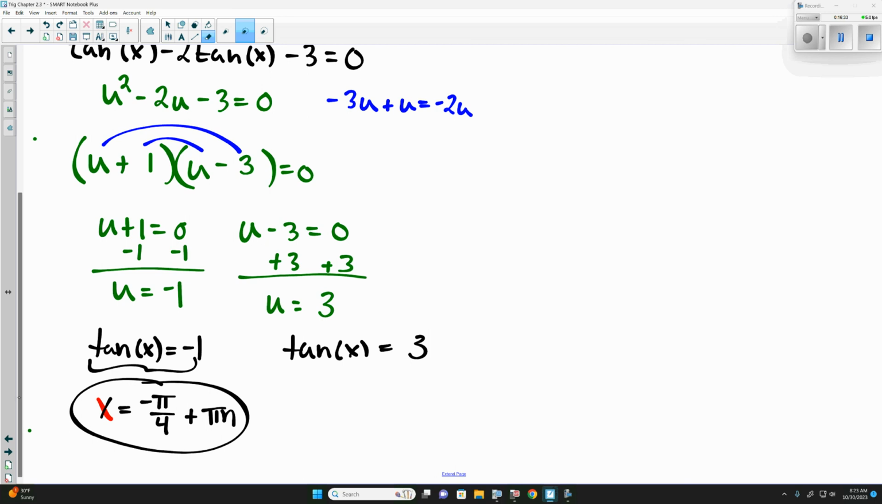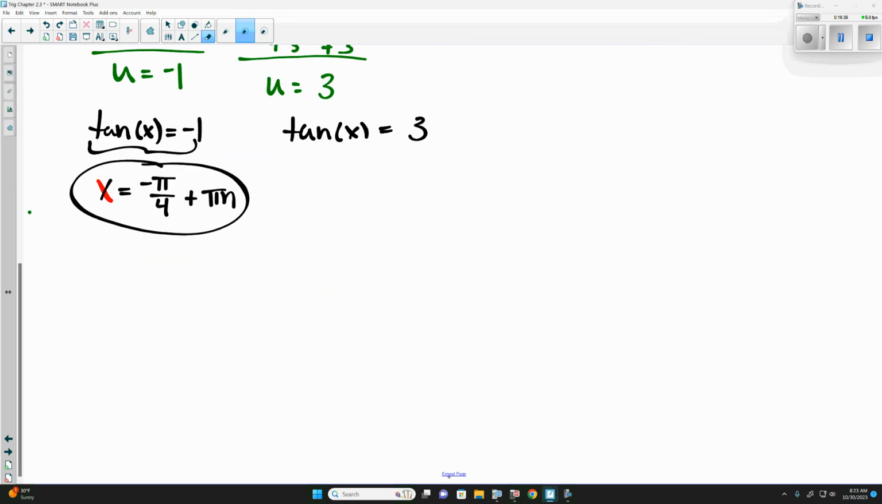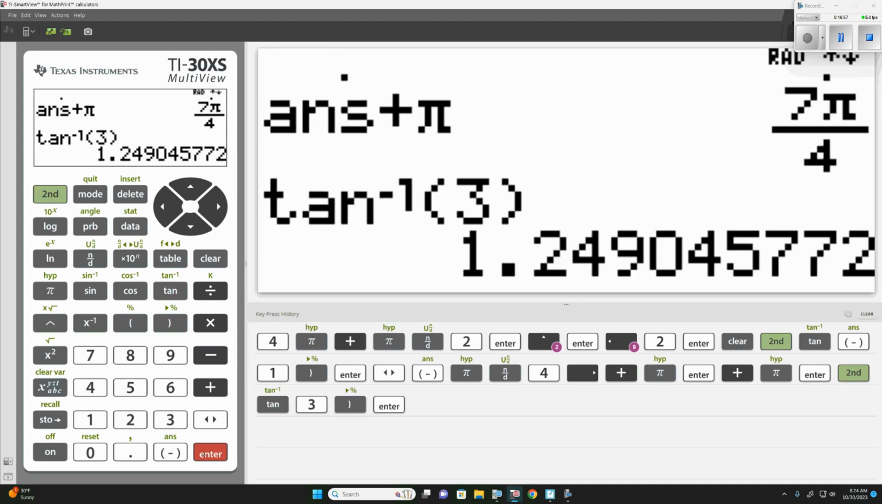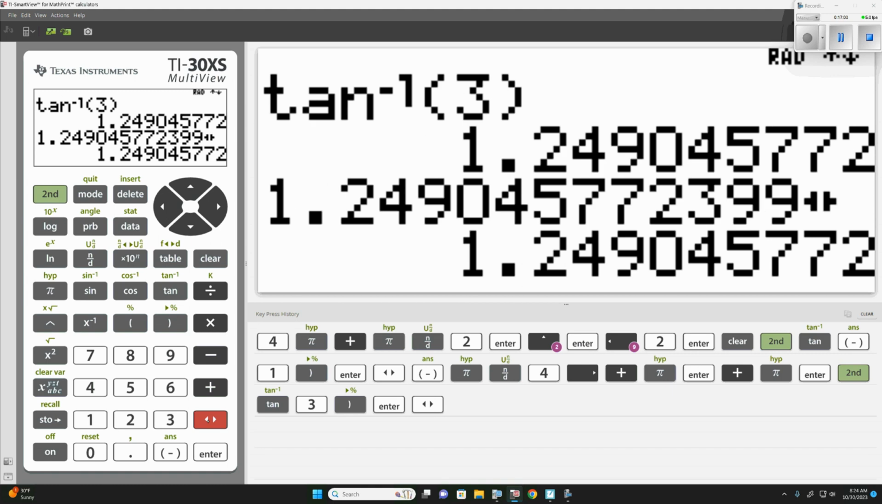Now, this one, tangent of x equals 3. We're going to have to actually use our tangent inverse for this one because 3 is not on the unit circle. Arctangent of 3 is a decimal, okay? It's still a decimal. We do have an angle for it. It does work. It's not one of our nice angles or nice radian values.